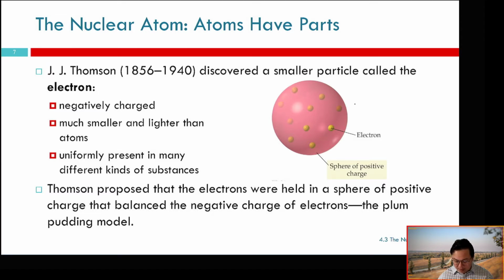But the idea is that you have this positively charged sphere of charge, and then you have electrons that are dispersed within it. I don't know if you've ever had a fruit jello, and there's chunks of fruit suspended in the jello. That's kind of the same idea as the plum pudding model.